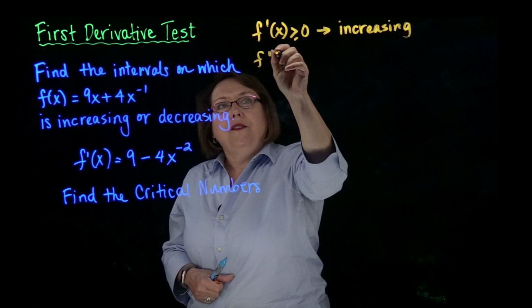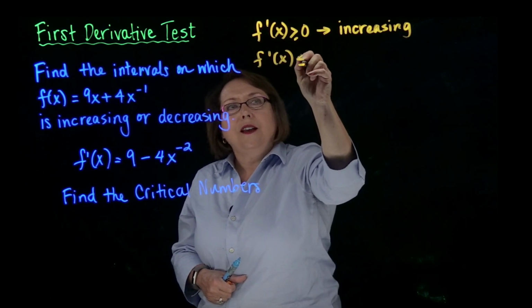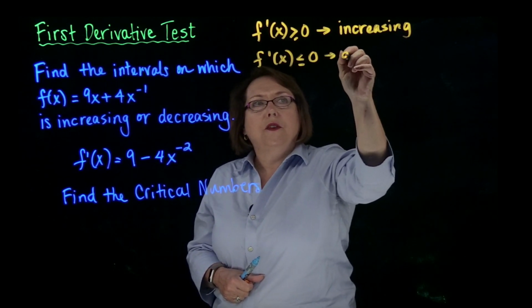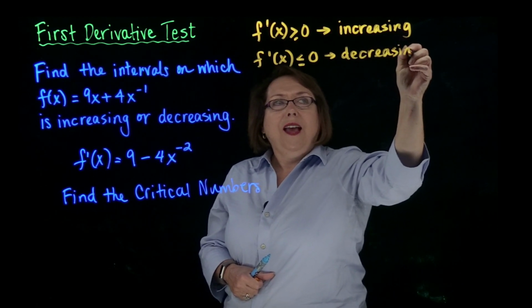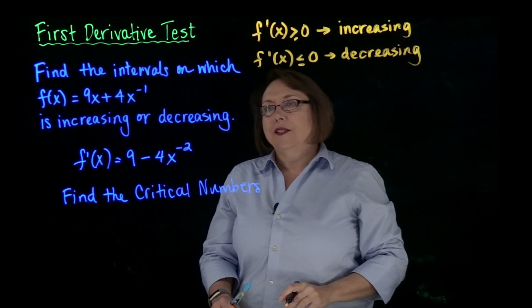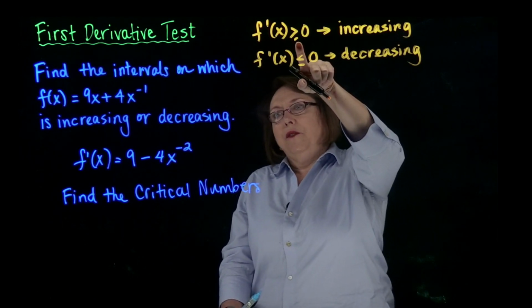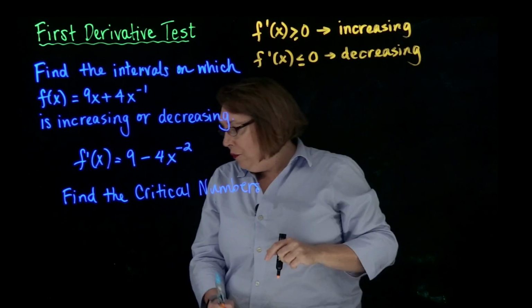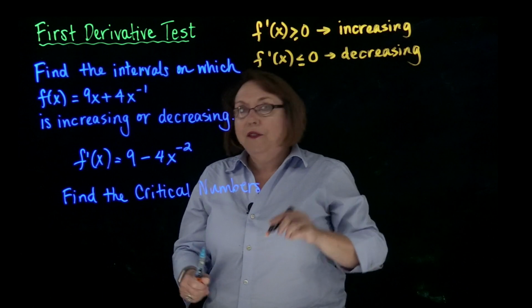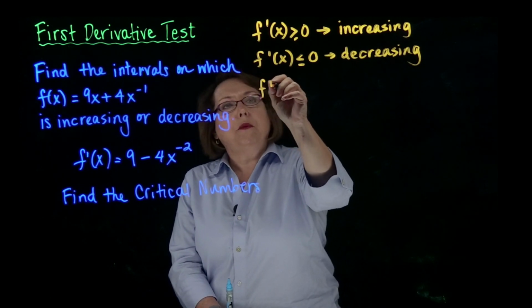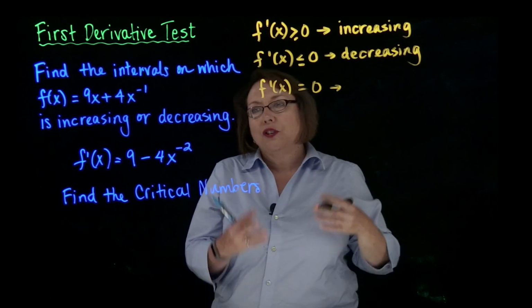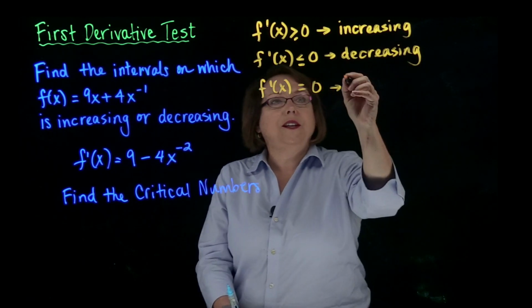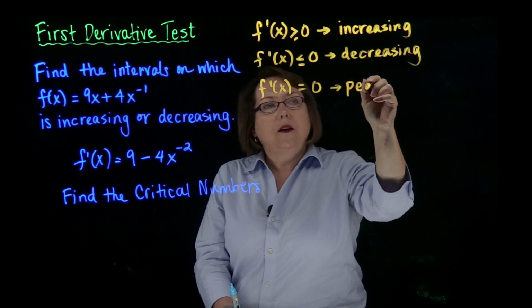If the first derivative, f prime of x, is less than or equal to 0, then it means the function is decreasing. And I know our textbook uses this notation of greater than or equal to or less than or equal to. I'm not so sure I believe that so much, because if f prime of x is equal to 0, then it means that the function is neither decreasing or increasing. We are at a peak or a valley.